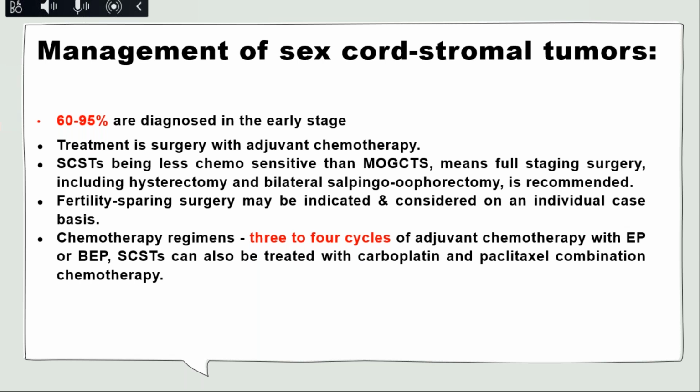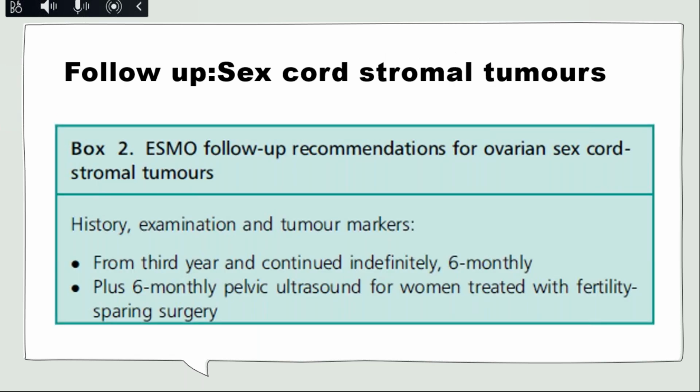But in case of malignant ovarian germ cell tumor, we can go for fertility sparing surgery in the early stages. But in case of sex cord-stromal tumors, we have to go for the full staging surgery. And fertility sparing surgery can be done in young patients, with chemotherapy, 3 to 4 cycles of BEP or EP. So what is the active surveillance in case of sex cord-stromal tumor?